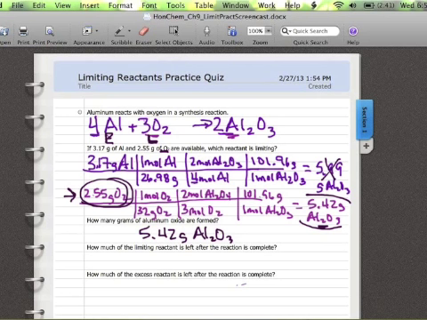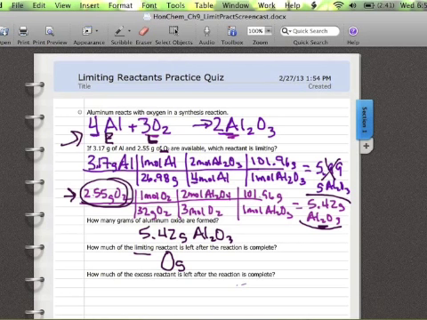If the question says how much of the limiting is left over, the answer is always going to be 0 grams because the limiting reactant is what runs out and stops the reaction. Now usually another question you're going to be asked is how much of the excess is left over. So in this case, we want to know how much aluminum is left over. To find that out, we have to figure out how much aluminum was used.